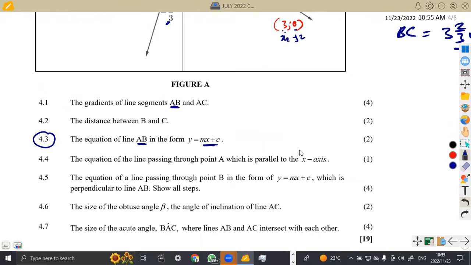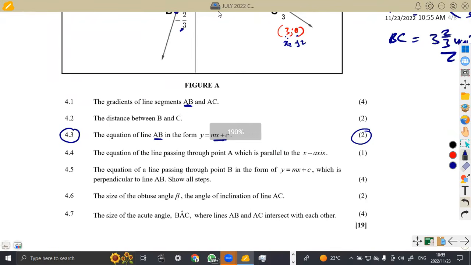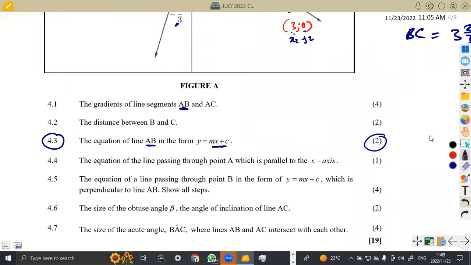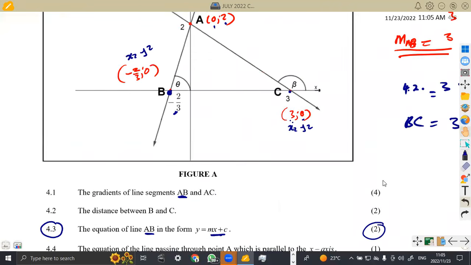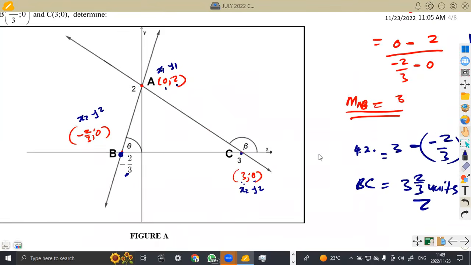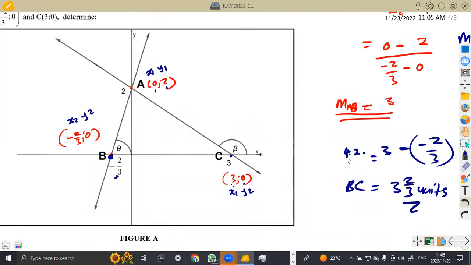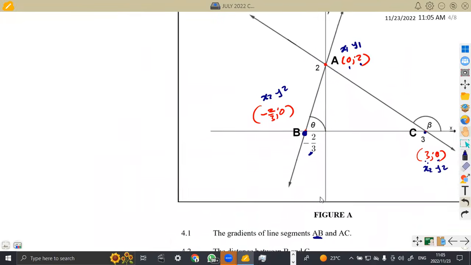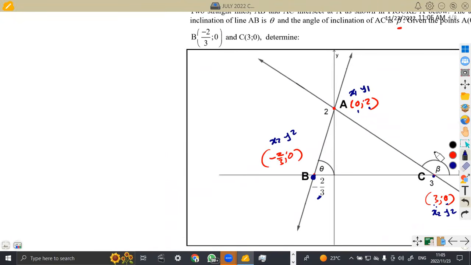So to find the equation is easier because we have the gradient already from this one. From line AB, you're going to take any point that you have. This is our line AB, and the gradient of AB, we got 3. All right, so we are going to have, this is 4.3. So already we've got a gradient of 3. The gradient of AB is equal to 3.